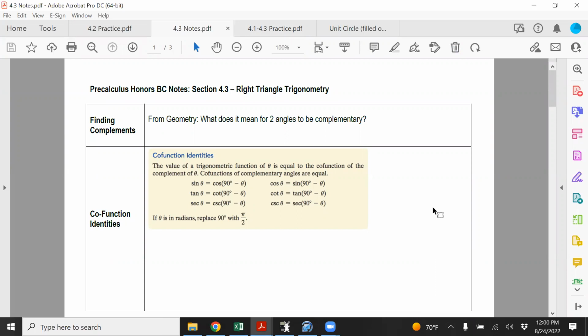Oddly, this says Precal BC. Don't worry about that. I just realized that right now. Well, obviously we're at level Precalculus. Okay. So just some terminology. Can you get your notes out, please?